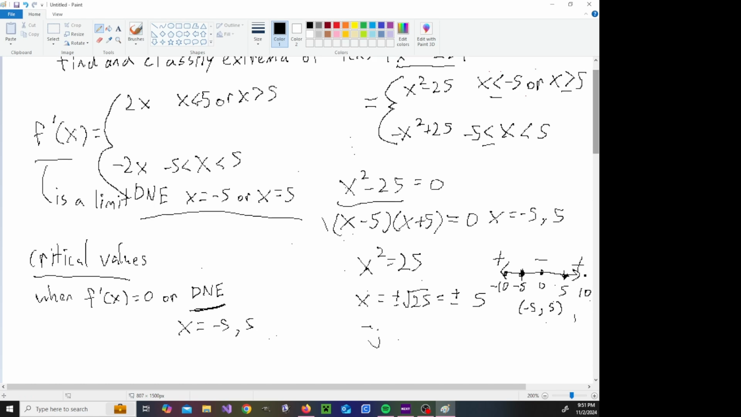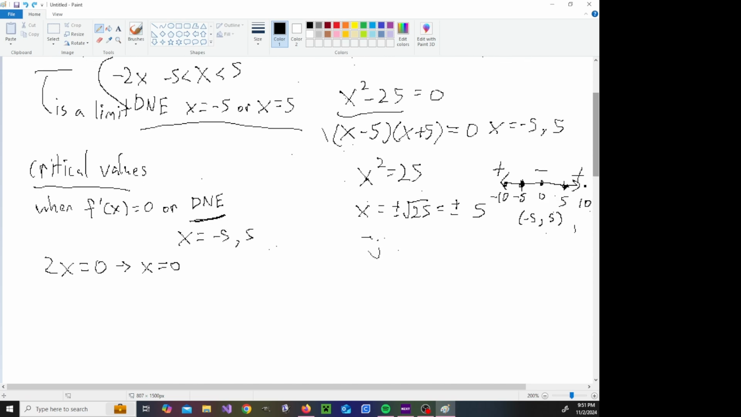Now when is our derivative equal to 0? Well, we have a piecewise function, so we can look at each piece. When is 2x equal to 0? Well, when x is equal to 0. Well, is an x value of 0 in this interval? No.